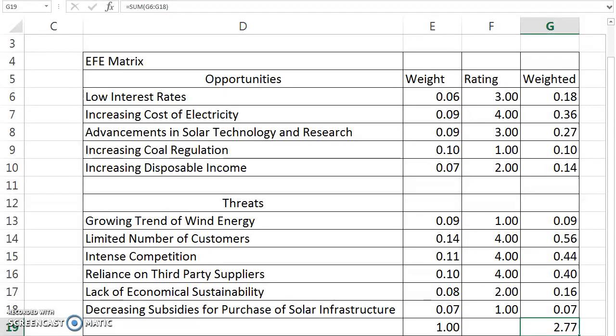So your analysis will include not just this, but then explanation as to why it was weighted the way it was, and then also how the company has responded.